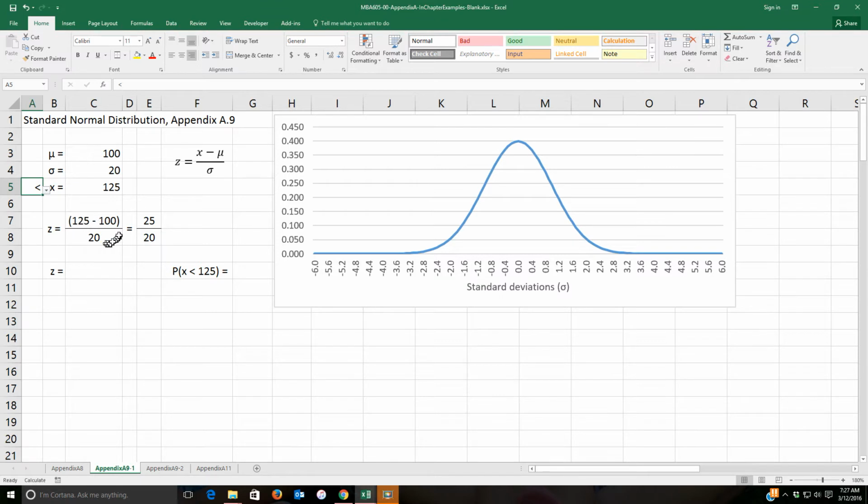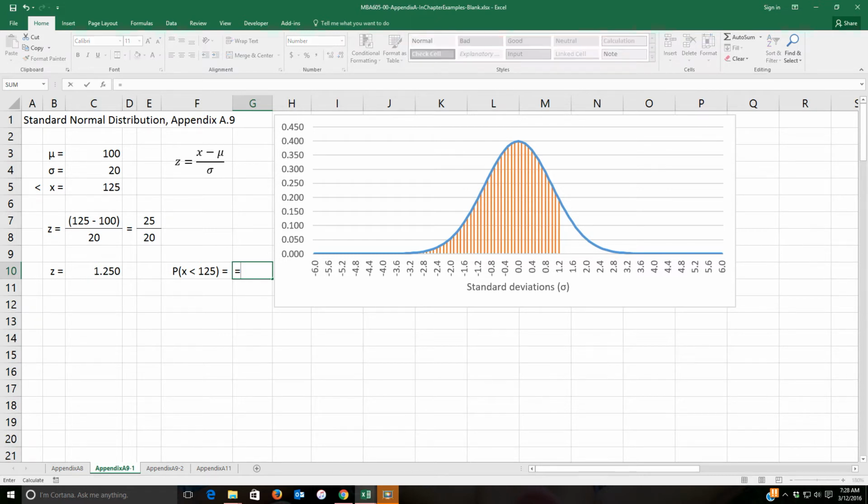We'll go ahead and do the z calculation here, convert this x to a z-score, and we do that by using this equation, z equals x minus mu over the standard deviation. Here you see x minus mu over sigma equals 25 over 20. So then z equals the quantity x minus mu, that quantity over the standard deviation. That gives us 1.25.